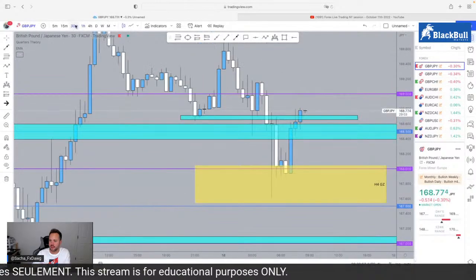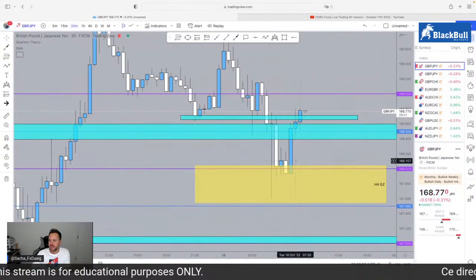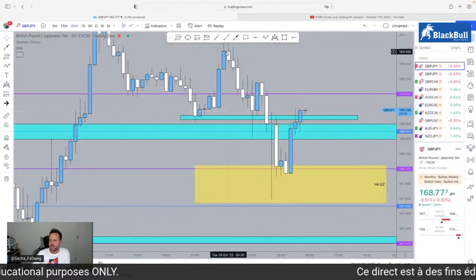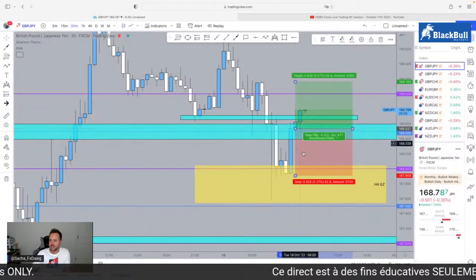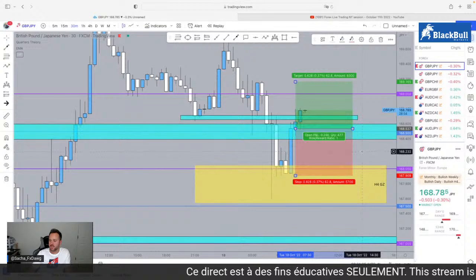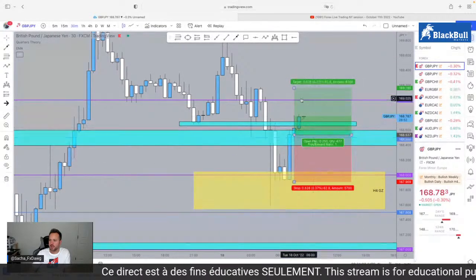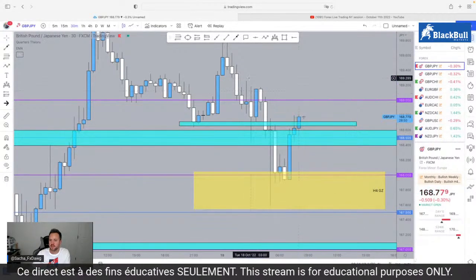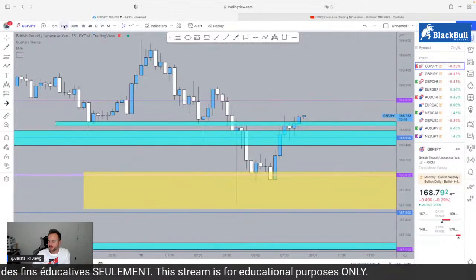I guess this entry was the best if you can find an entry in that golden zone, but I was not awake at that time. But even there, look at this big candle. If you're placing a trade there, it doesn't make sense. You've got a 62 pip stop loss. It's just way too big.